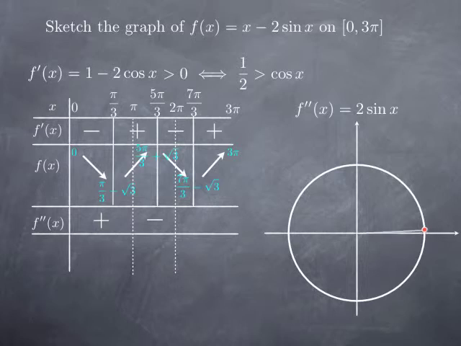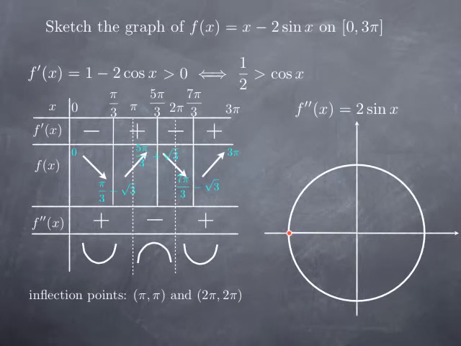And from 2 pi to 3 pi, we describe again the upper half circle where the sign is positive, so the second derivative is positive again. The interpretation in terms of concavity for the graph of the function f is that it's concave up on the interval 0 to pi, concave down on the interval pi to 2 pi, and concave up again on the interval 2 pi to 3 pi. So now let's try to sketch the graph from all that.